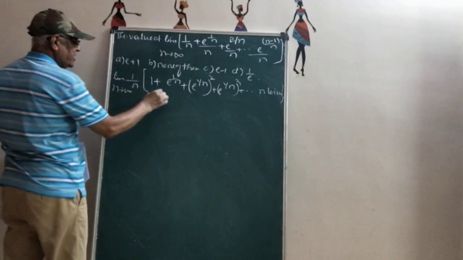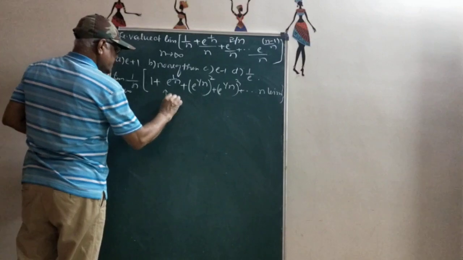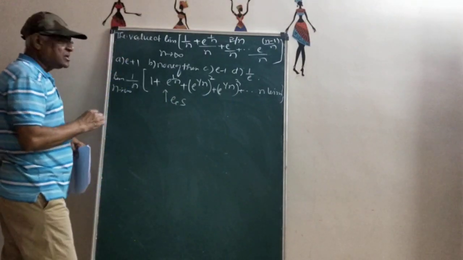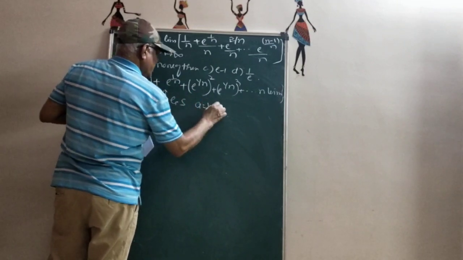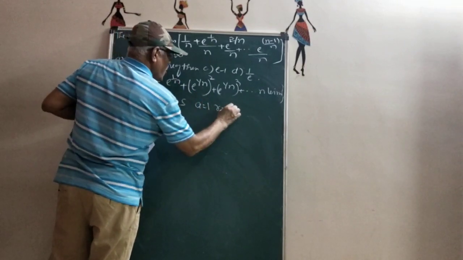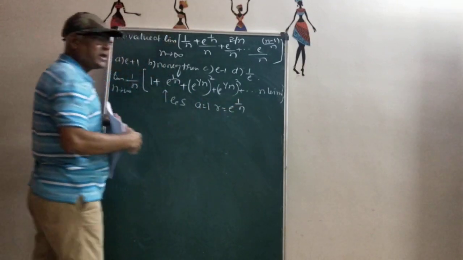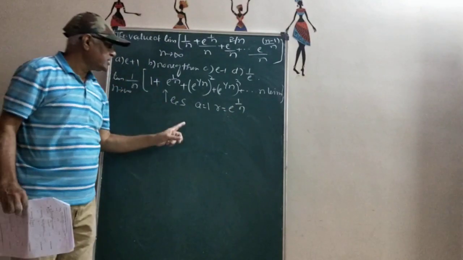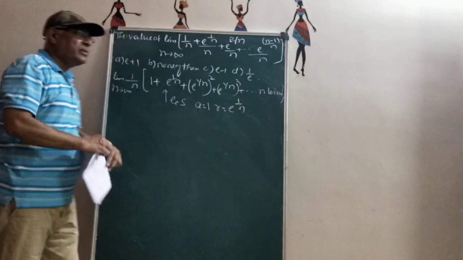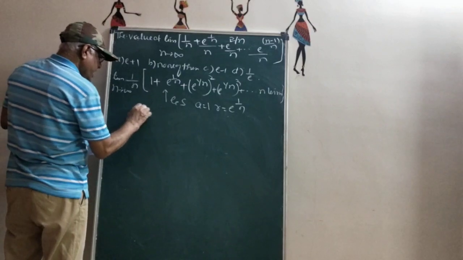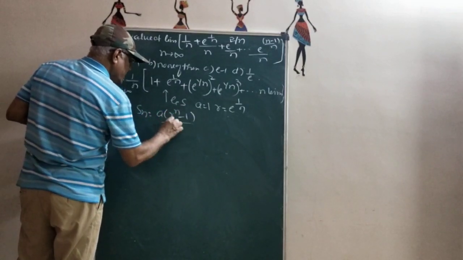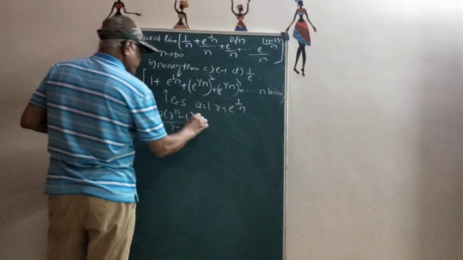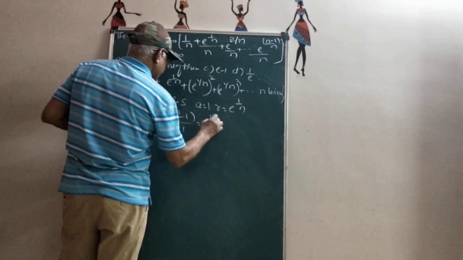Now student, is it a geometric series? In this geometric series, the a value is 1. And what is the common ratio? The common ratio is e raised to 1 upon n. So a is 1 and the common ratio r is equal to e raised to 1 upon n. And what is the sum of this? It is a into the bracket r raised to n minus 1 divided by r minus 1.